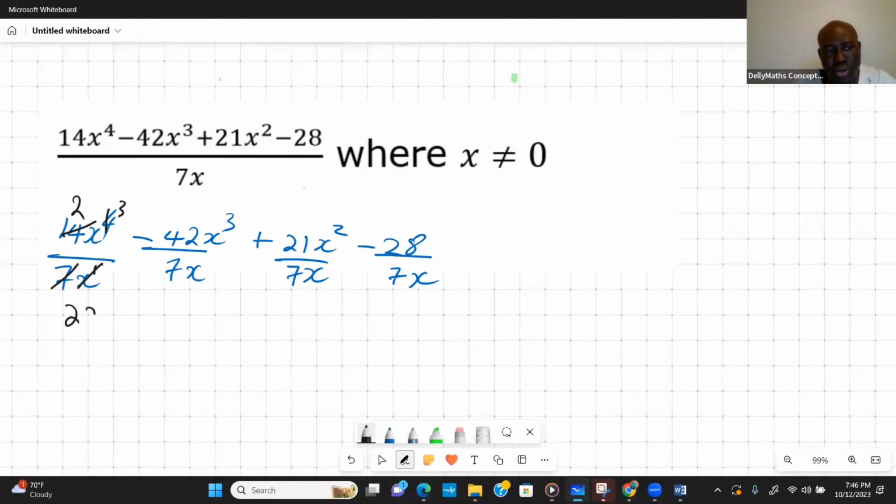So I'm left with 2x to the third. Let me put this in a clear spot. 7 into itself 1. 7 into 42, that's 6. So this is a negative 6. X into x to the third, I'm going to be left with x squared. So we have an x squared coming down. 7 into itself is 1. 7 into 21 is 3. So I'm left with positive 3. Look at the x. X will cancel 1 here, leaving 1. So we're talking about having x right there.